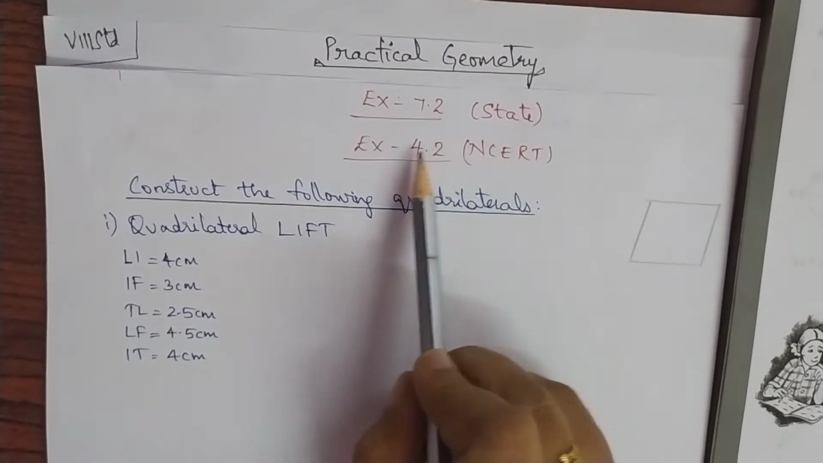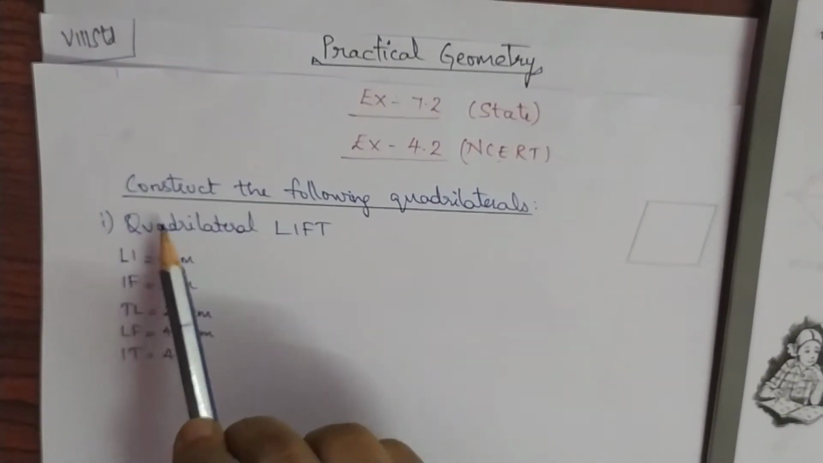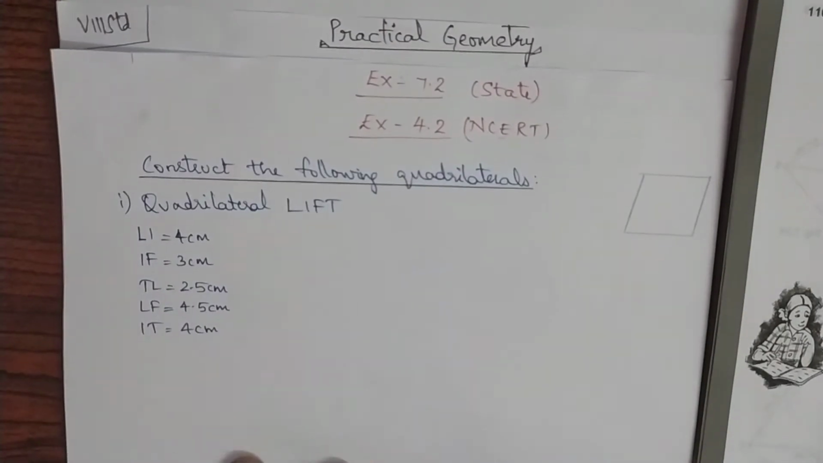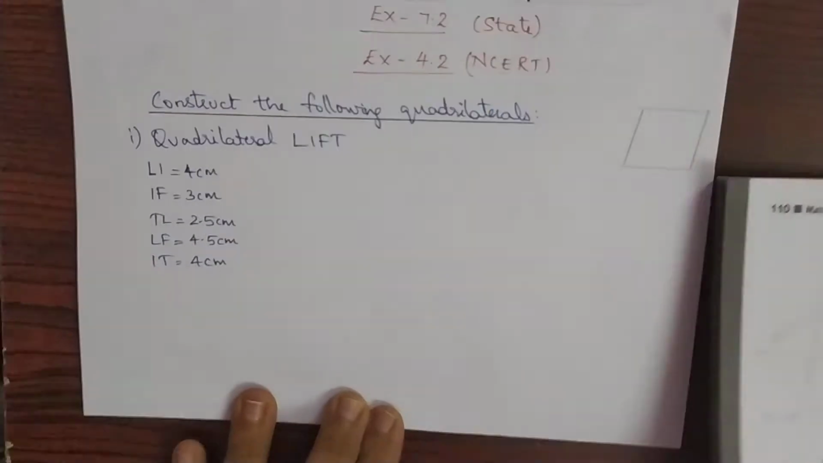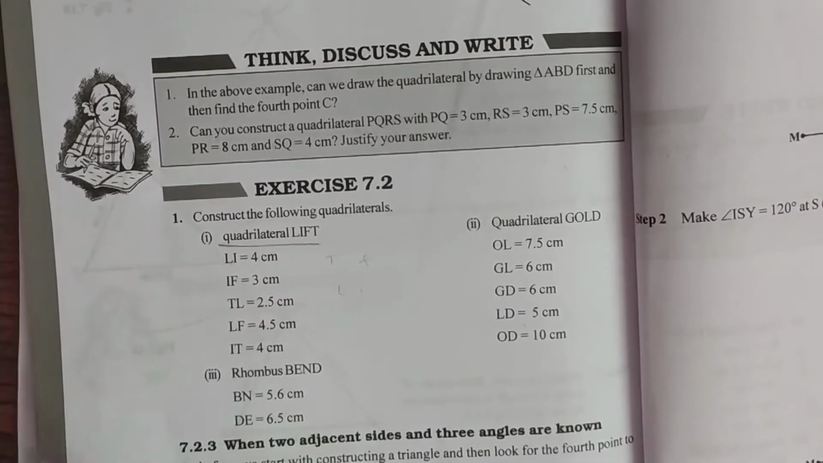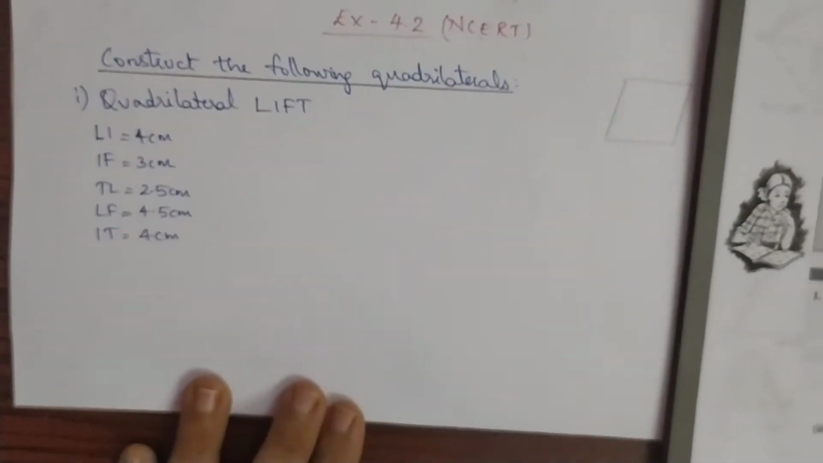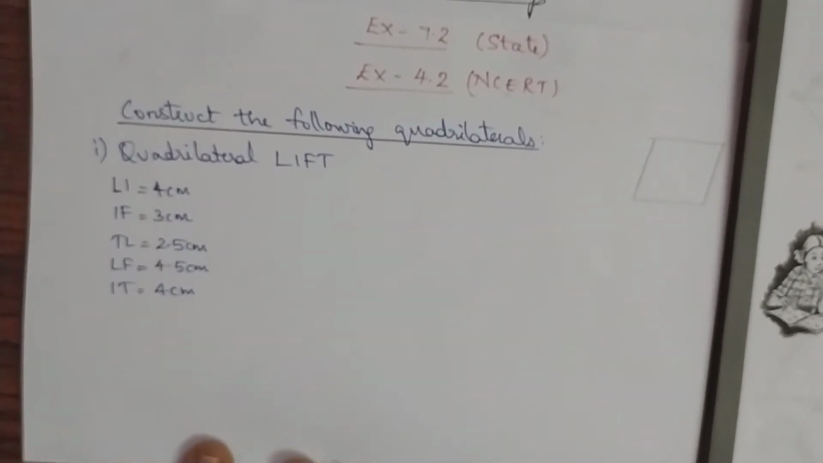Today we are going to proceed with practical geometry. Exercise 7.2 in the state syllabus, which is exercise 4.2 in the NCERT syllabus. We are going to construct quadrilaterals. This is what is given in your textbook too. We are going to construct quadrilateral LIFT, quadrilateral GOLD, and rhombus BEND. So we are going to cover all three problems from the textbook.